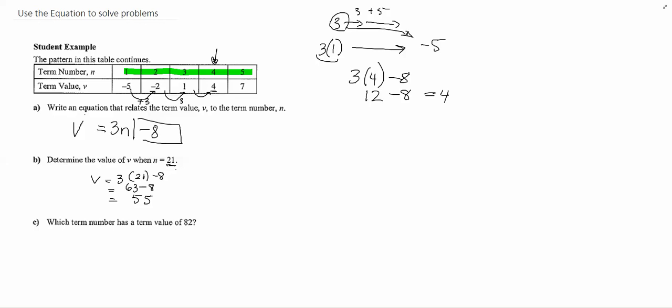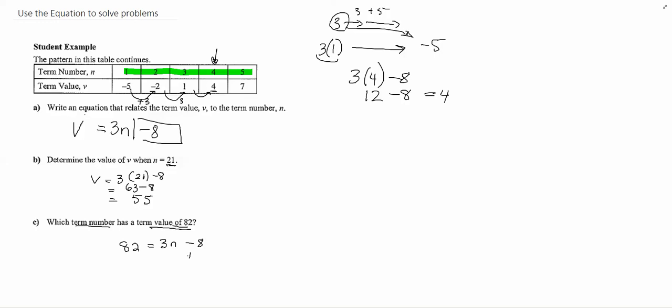Let's do the next one, c. This is a little bit different because they're giving us the term number. Which term number? So they're asking for the term number, and they're giving us the value. And so where we were substituting in for n last time, now we're going to substitute in for v. So I have 82 is equal to 3n minus 8.